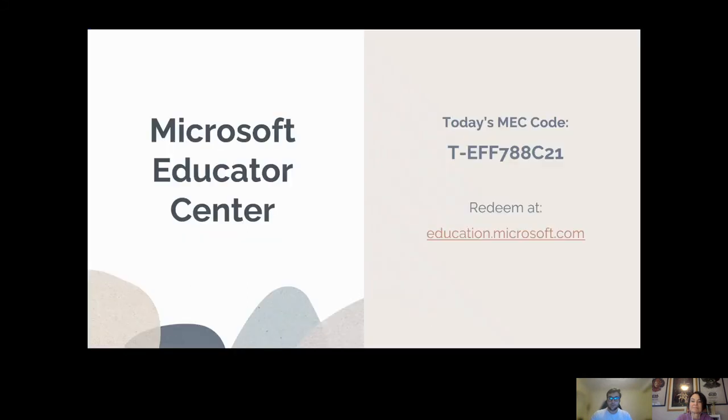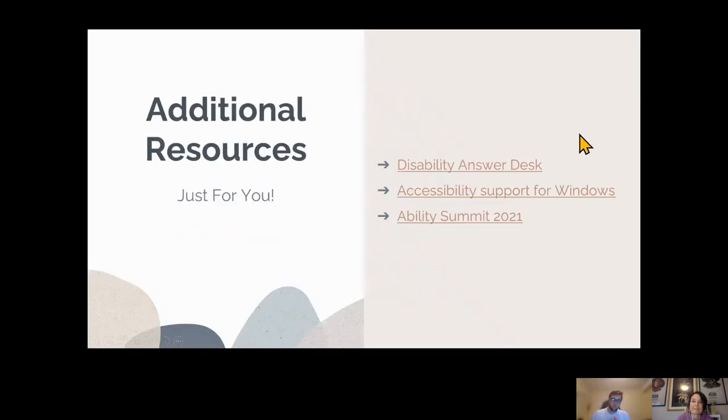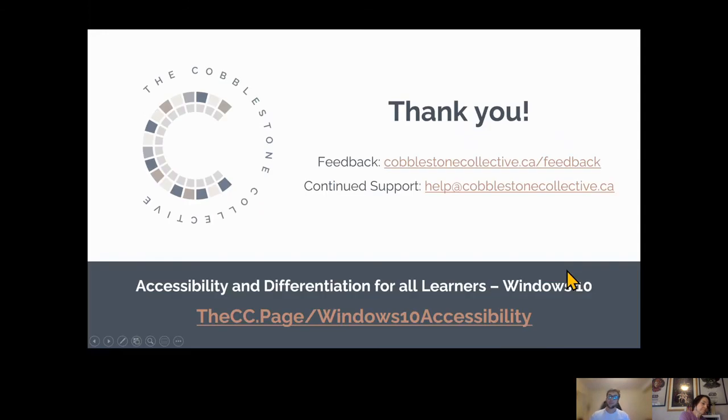So with that being said, there are some additional resources for you inside of that slide presentation. You can go to the Disability Answer Desk, and from there, if you have any concerns or you need some assistance on the accessibility side, then Microsoft has that resource built out for everybody. There is the specific accessibility support from Windows, and also a YouTube playlist of the Ability Summit of this year. A really great time where Microsoft gets together, showcases some new stuff coming out, and talks about the importance of accessibility in the workplace and in education.